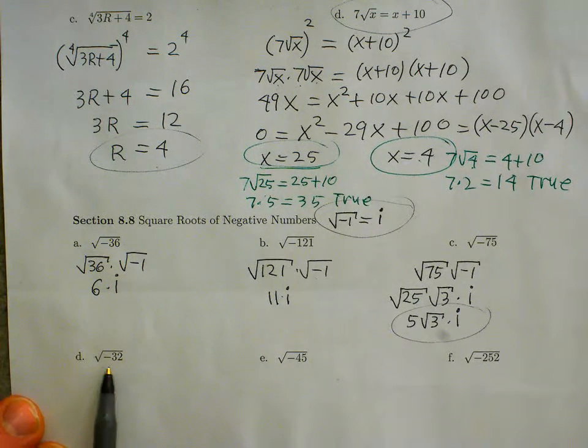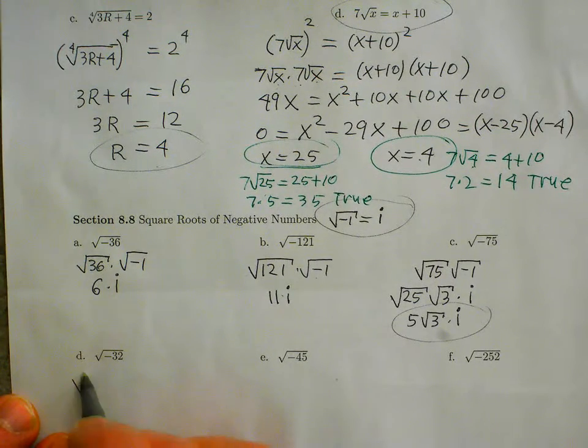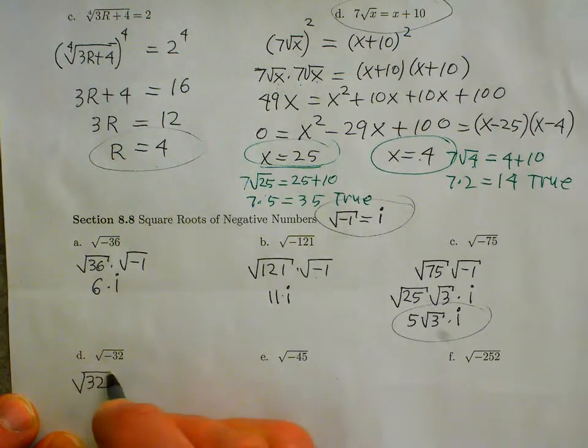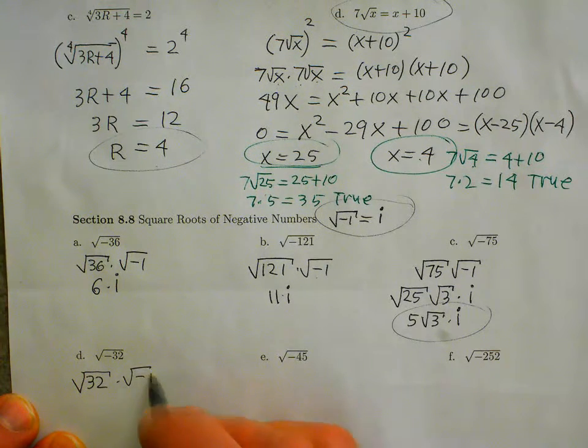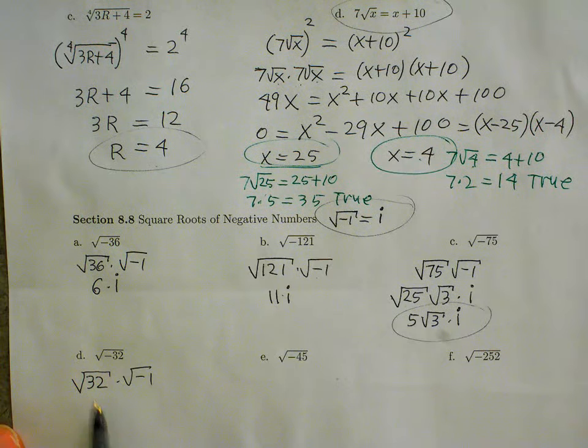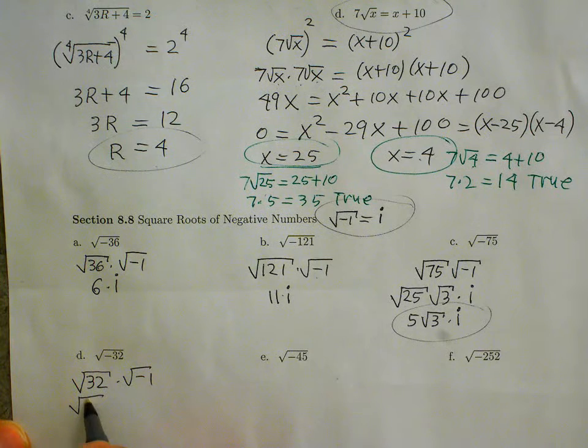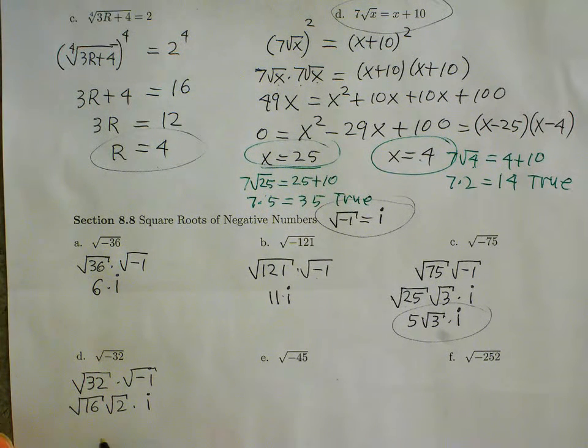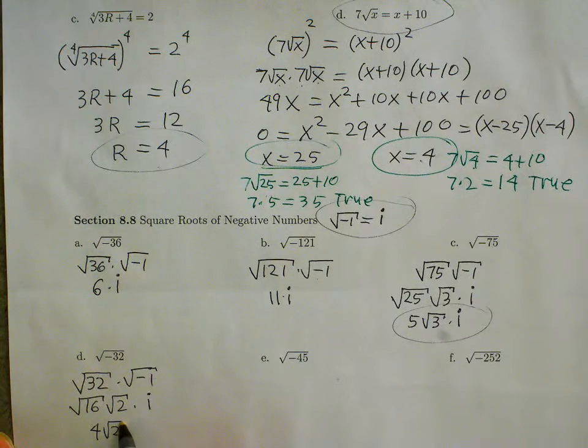The square root of negative 32, rewrite that as the square root of 32 times the square root of negative 1. 32 is not a perfect square, but the largest factor of 32 that is a perfect square is 16. So rewrite the square root of 32 as the square root of 16 times the square root of 2. Replace the square root of negative 1 with I. And then our simplified answer is 4 times the square root of 2 times I.